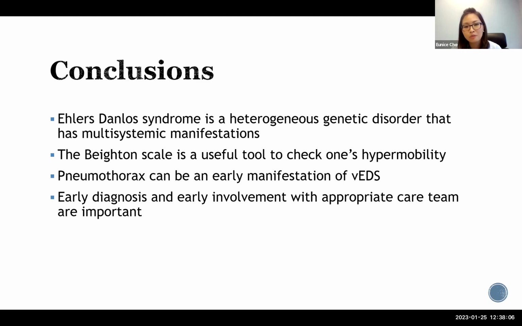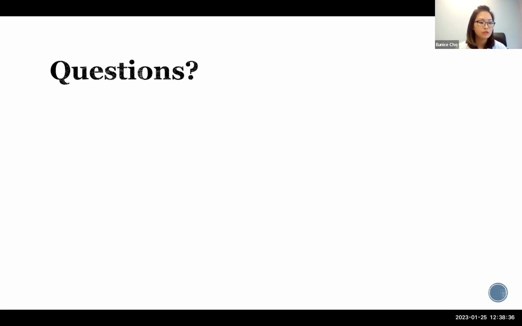So they're actually trying to come up with one particular test that physicians can do to quickly screen for hypermobility. From a respirologist point of view, pneumothorax can be an early manifestation of the vascular EDS subtype, so something for me to be aware of as I see patients who are referred to me for pneumothorax. And early diagnosis and early involvement with the appropriate care team is very important for patients that you suspect of having EDS. And that's the end of my presentation.